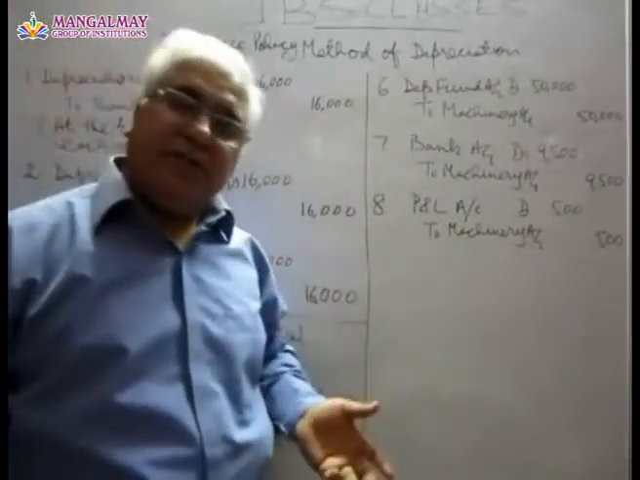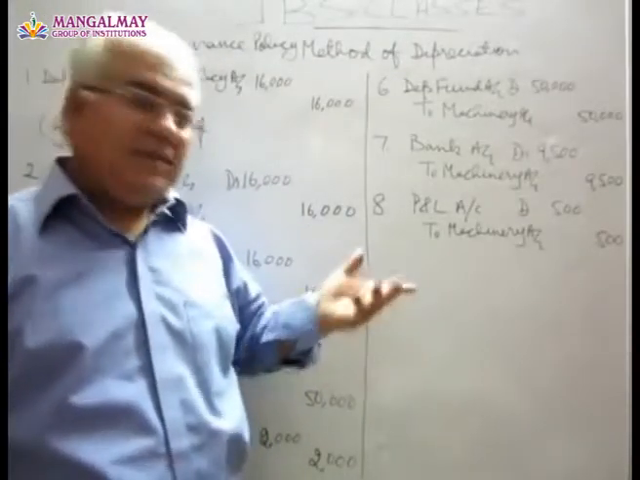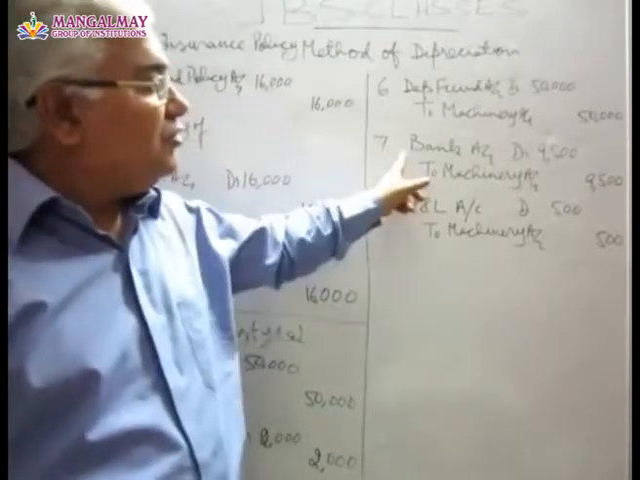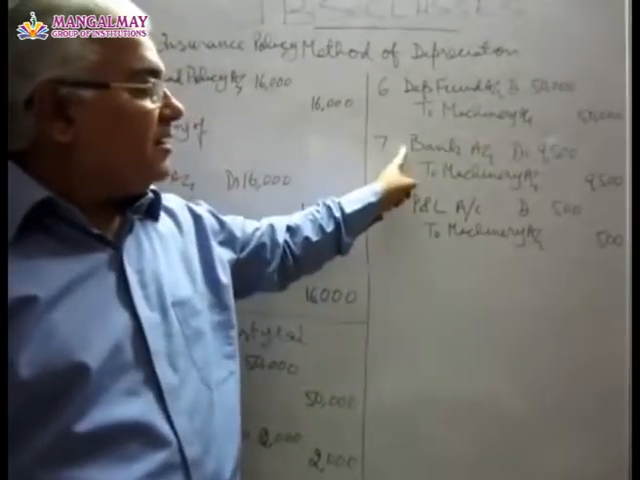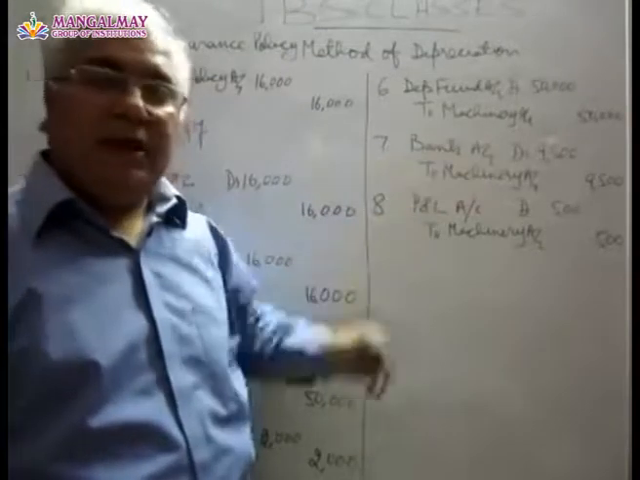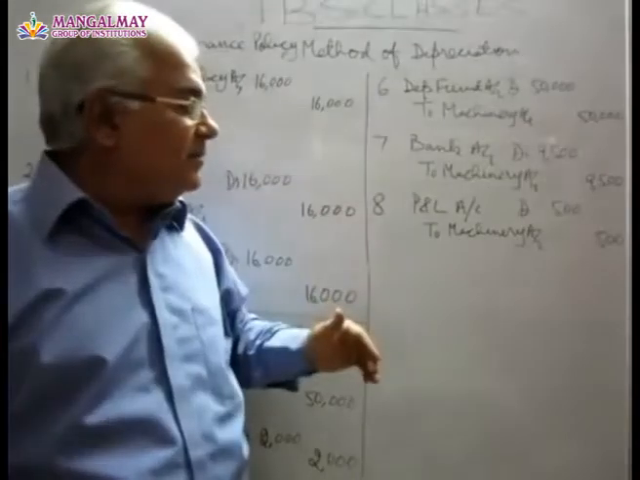Now, we sell our machinery. It was expected to sell for 10,000, but by chance, it could not. We sold it for rupees 9,500. So, the entry is bank account debited to machinery 9,500. Here in this, we have made a loss of 500.